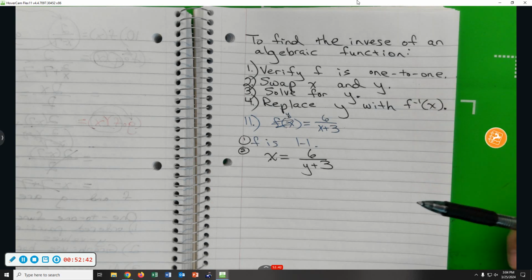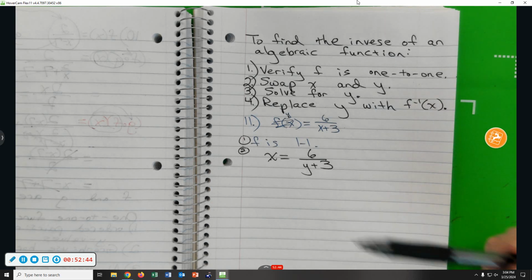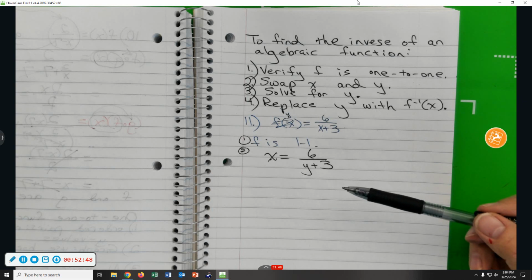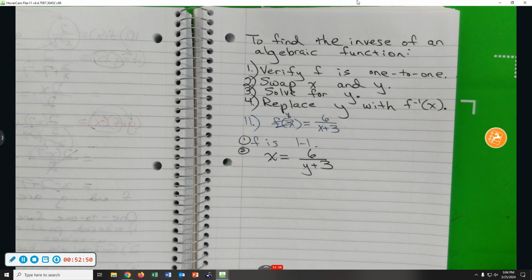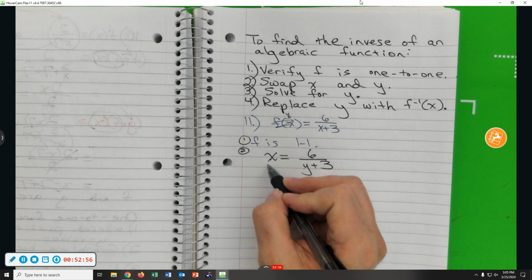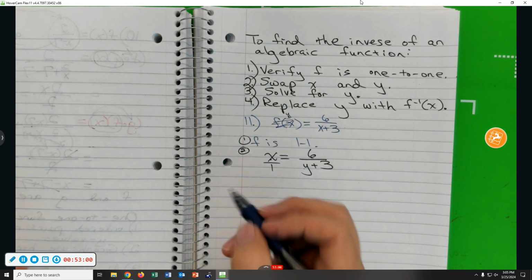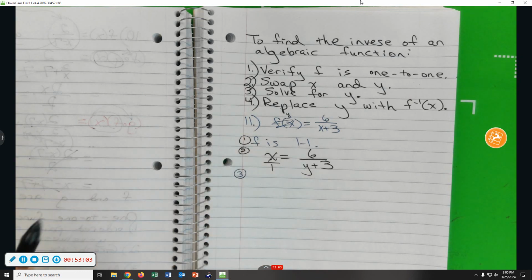Now we need to solve for y. That means we need y by itself on one side without anything else. We need that y by itself. We got to get it out of the denominator. You know what I think? I'm going to treat this x as an x over 1. We're ready for step number 3. We're going to solve for y.